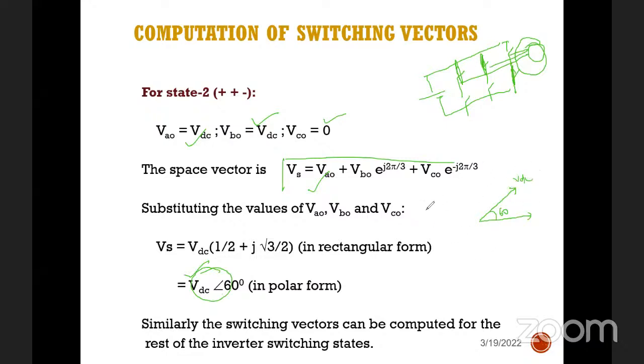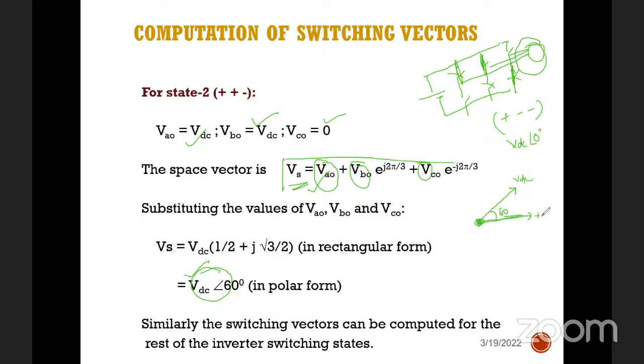So in this polar form, for example, if I maintain all bottom, we are going to get a zero vector. Otherwise, I take plus, minus, minus. In the first leg this is closed, and the other legs are closed at the bottom, so that VB naught and VC naught become zero. So what is the reference voltage? VA naught is the only voltage. So if you maintain a switching state of plus, minus, minus, we are going to get VDC at an angle of 0 degrees.